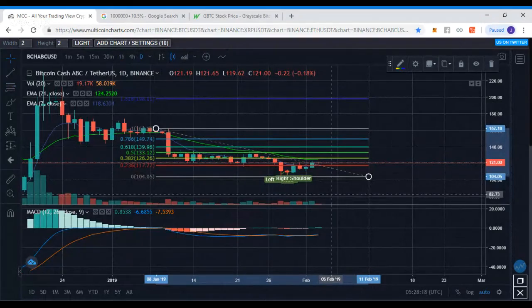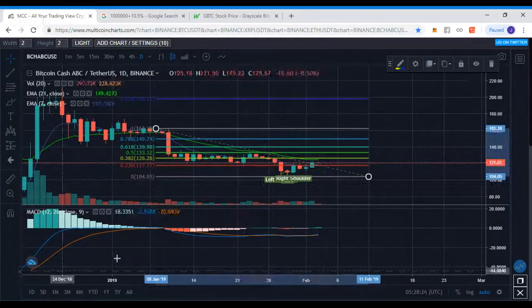So just be on the lookout for Bitcoin Cash. Like I said, to the downside, you've got support at 117. This is on the daily chart once again. So 126 and 133 are the two price points on the resistance level to beat with Bitcoin Cash.